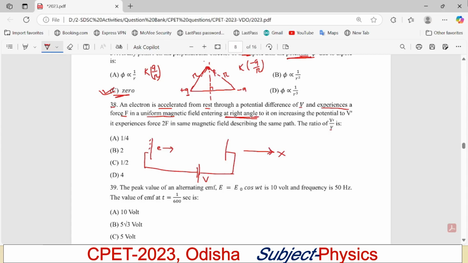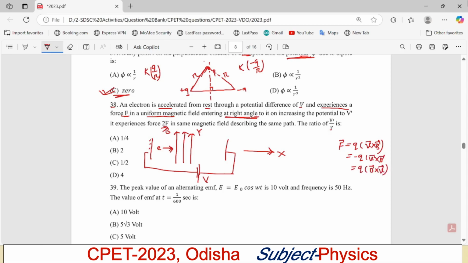So along the x-axis the electron is accelerating, and suppose along the y-axis the magnetic field is there like this. This is your y-axis and this is your magnetic field. So for potential difference V, this electron experiences a force F. As per the Lorentz force, the magnetic force is Q into v cross B, that we know. Here the electron is a negative charge, so this will be minus Q into v cross B.